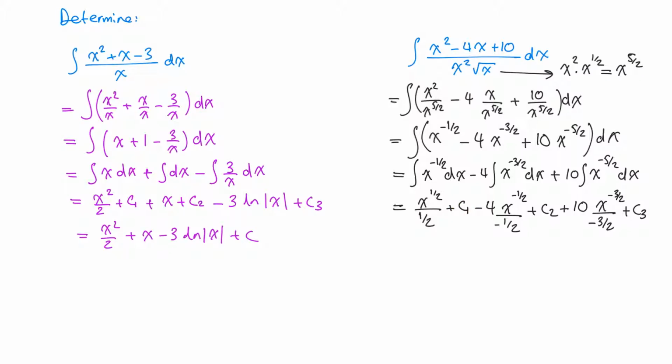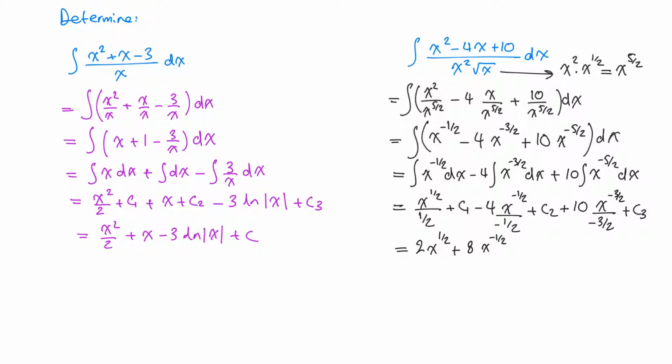And what I will do next is also combine all the constants into 1c. So first I get 2x to the 1 over 2, minus, divided by minus gives me plus, 4 times 2 gives me 8, x to the negative 1 over 2.